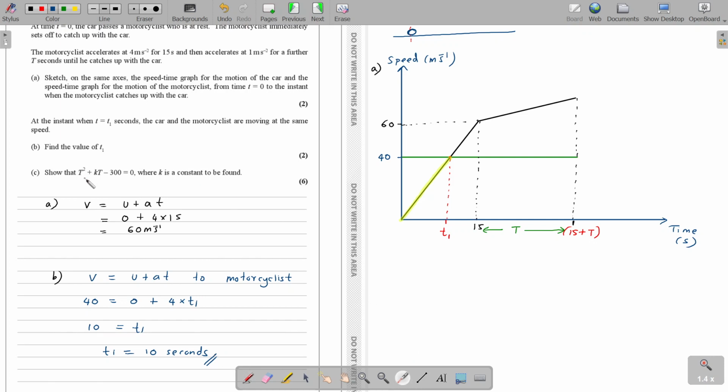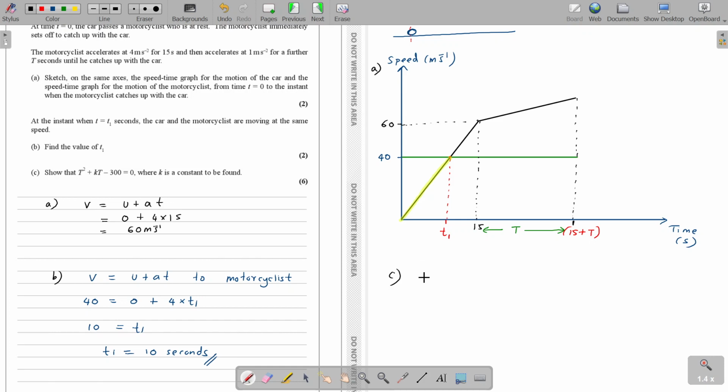Then they say in part C, show that t square plus kt minus 300 equals 0, where k is a constant to be found. Okay, how do I get this quadratic equation? There are 6 marks here. Obviously, what's the next thing remaining for us to do? The areas under the graphs must be equal, isn't it? The areas under the graphs must be equal.